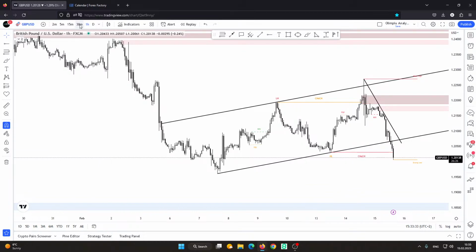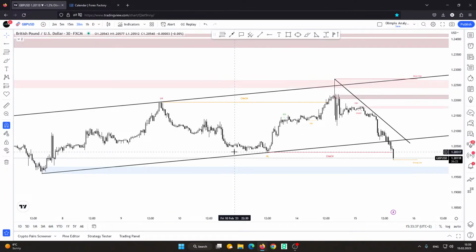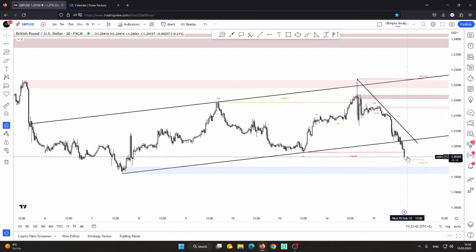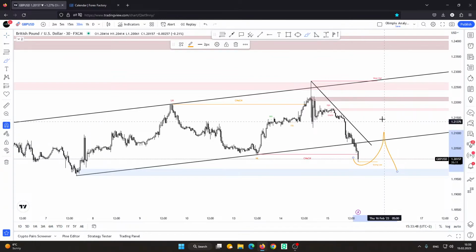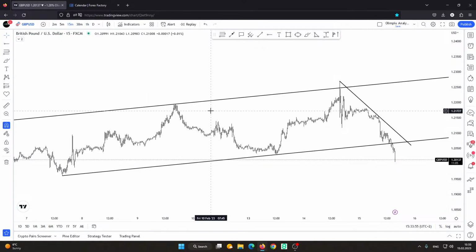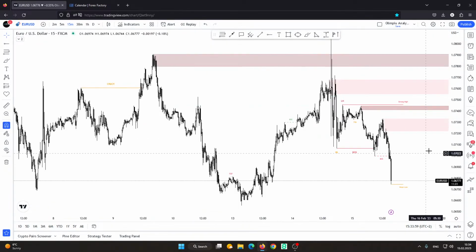Also British pound US dollar, it seems the price could invalidate, but here I don't want to sell it at market because it could rebound after this massive sell-off, guys. It could rebound to retest supply zones or resistance levels before going down, before extending its sell-off. Also Euro USD, let's take a look. I will take a look at gold as well.